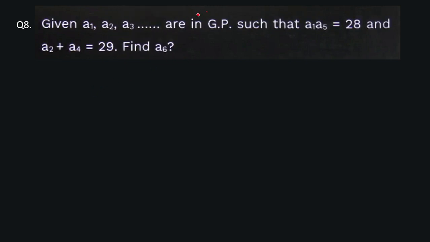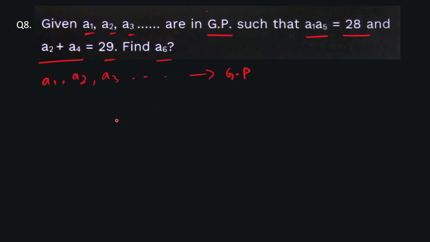Next question is sequence and series. Given that A1, A2, A3 are in GP, such that A1 into A5 is equal to 28 and A2 plus A4 is 29. Find A6. So in the question, given that A1, A2, A3 are in GP.